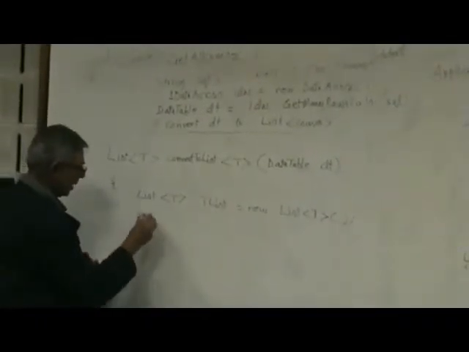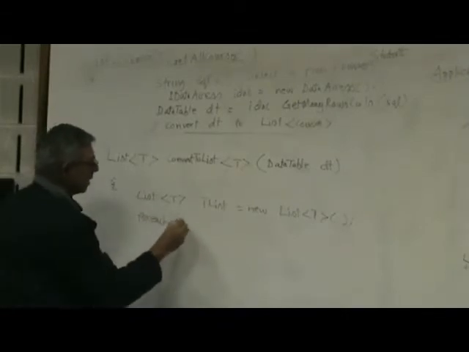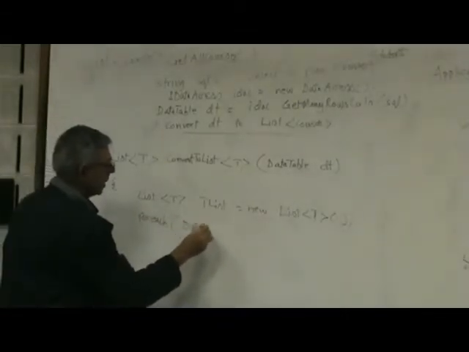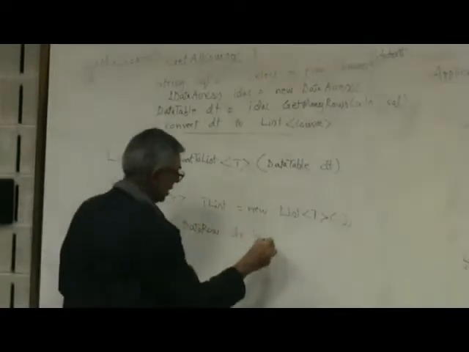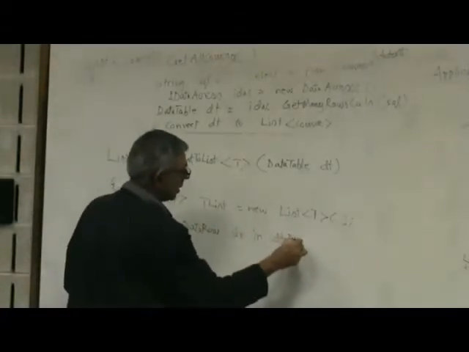product, correct? If we were doing this part, T will be a course. Okay. So now what will our code look like? Let's start writing for each. So for each data row, dr in dt.rows. Okay.